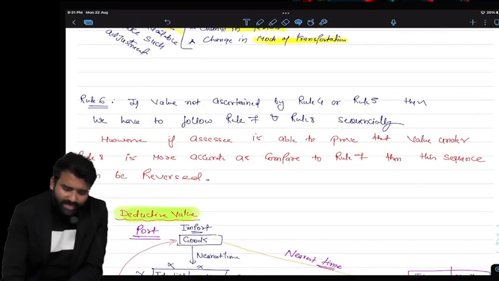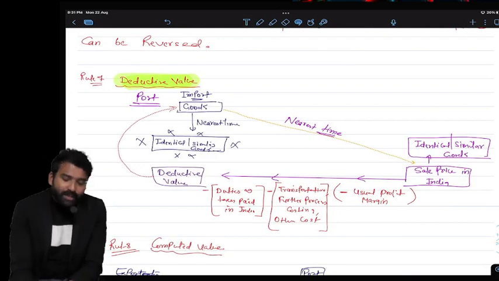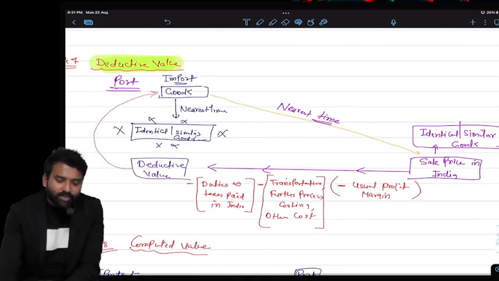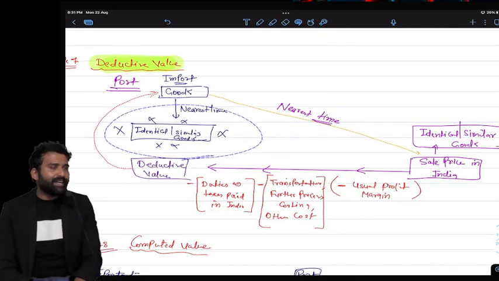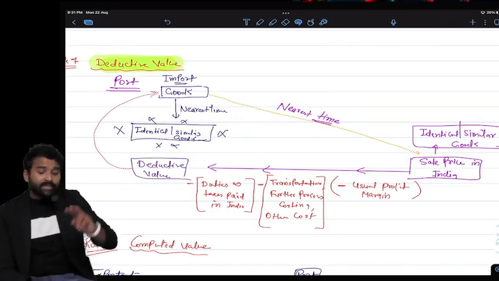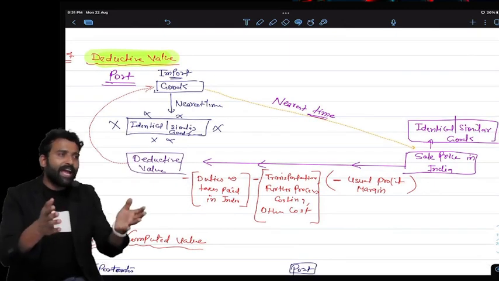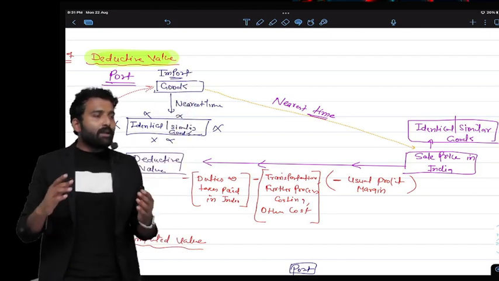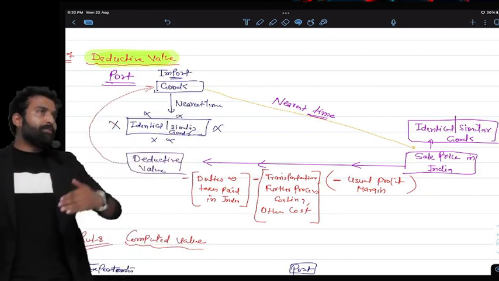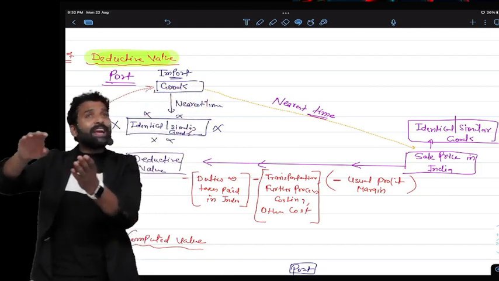Rule 6 is not at all important. Important is rule 7. What does rule 7 say? If I am not able to find any value of identical or similar goods in the nearest time, then I will be using rule 7. And what rule 7 says is, I don't have any goods which were imported in the nearest time, but there are some goods which were imported, I think, 1 month or 2 months back, and right now they are actually in the market.